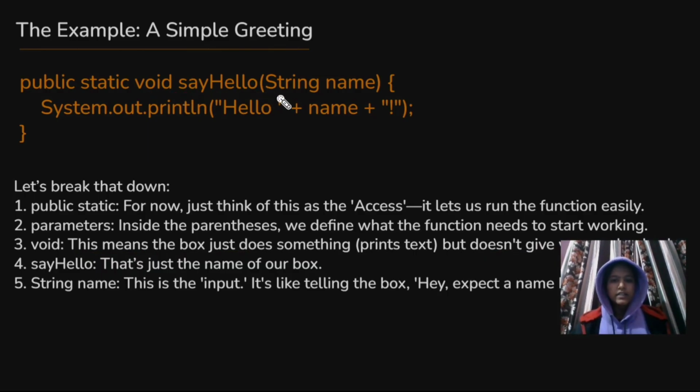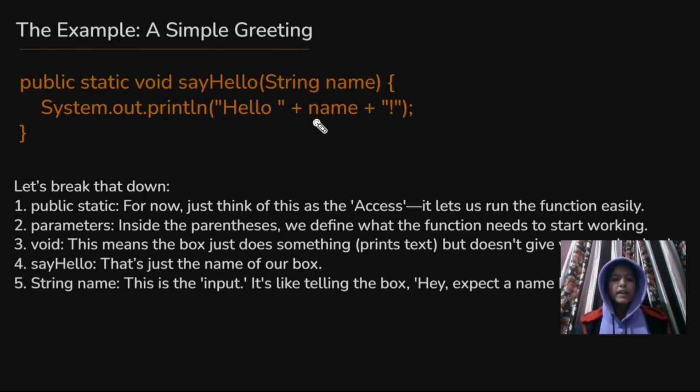In the parentheses we write String name. String name is the parameter. Inside the parentheses we define what the function needs to start working. So to create a function, first we write the access specifier and static, then the return type, then the function name. Then in the parentheses, if we need some parameters, we write them. We can also create a function without parameters. Inside the function we write the work the function does. It prints hello and the input name.